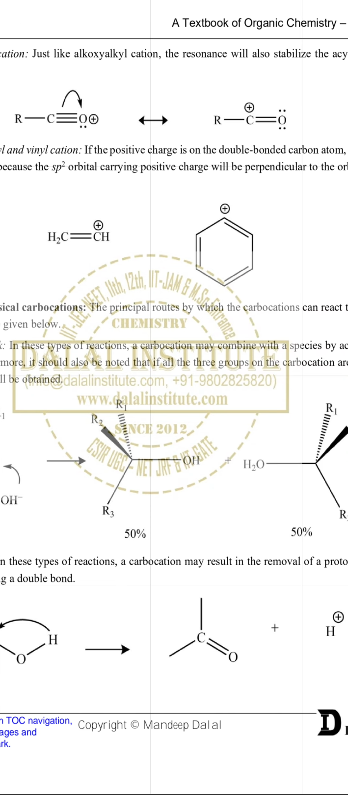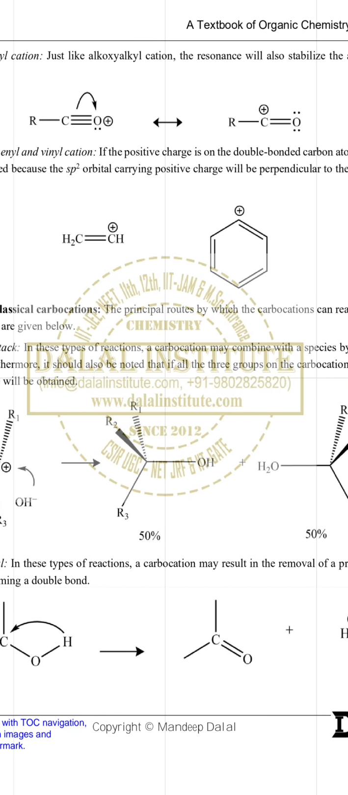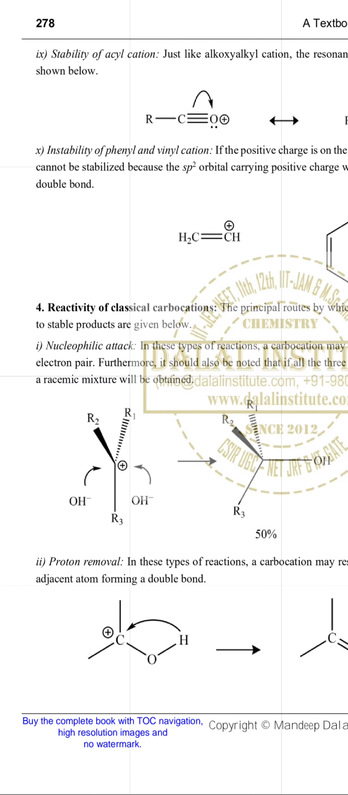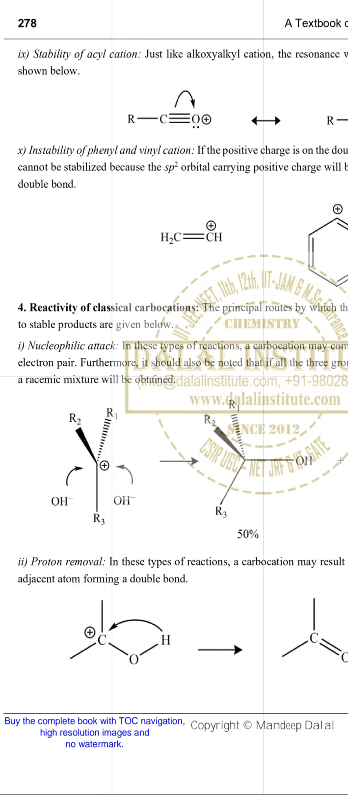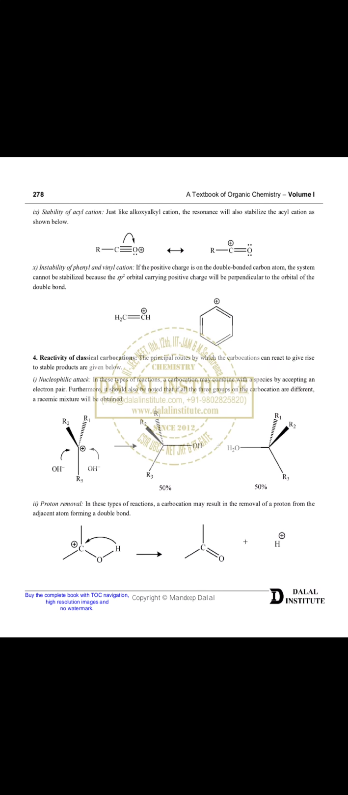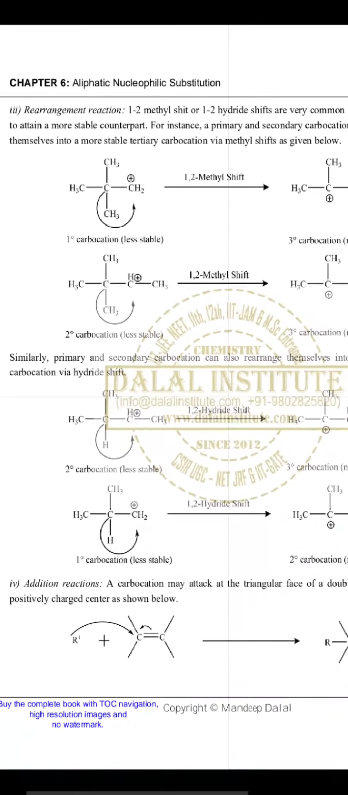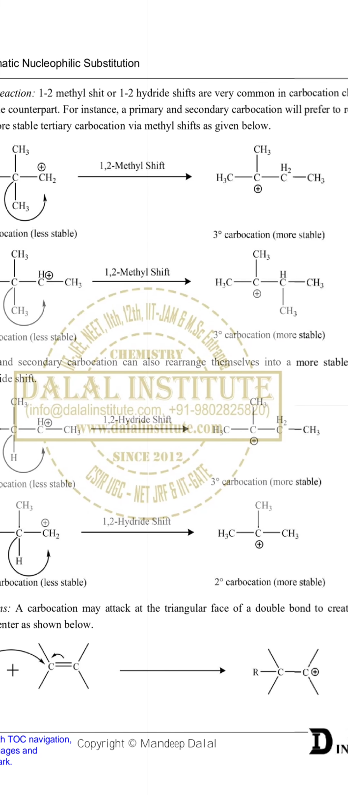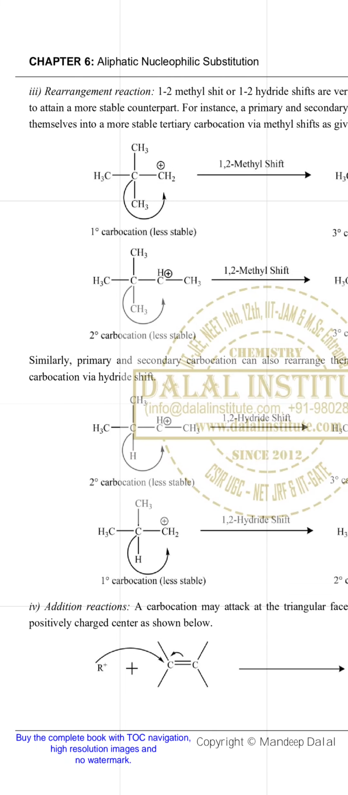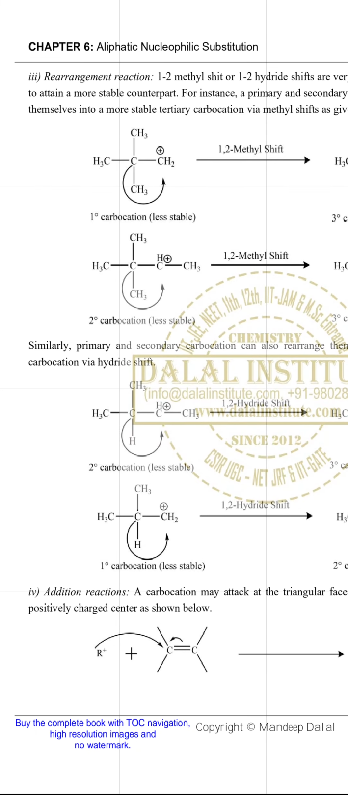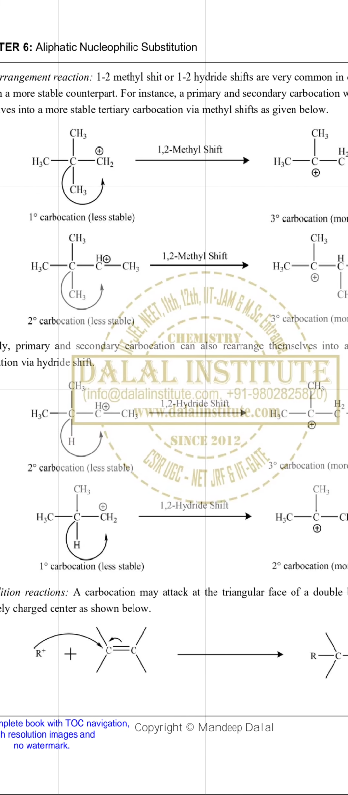Now reactivity of classical carbocation. Nucleophilic attack, you can see here the 50-50 racemization products. Proton removal, you can see the proton removal. Now you can see the rearrangement, 1,2 methyl shift. Now you can see the addition reactions.